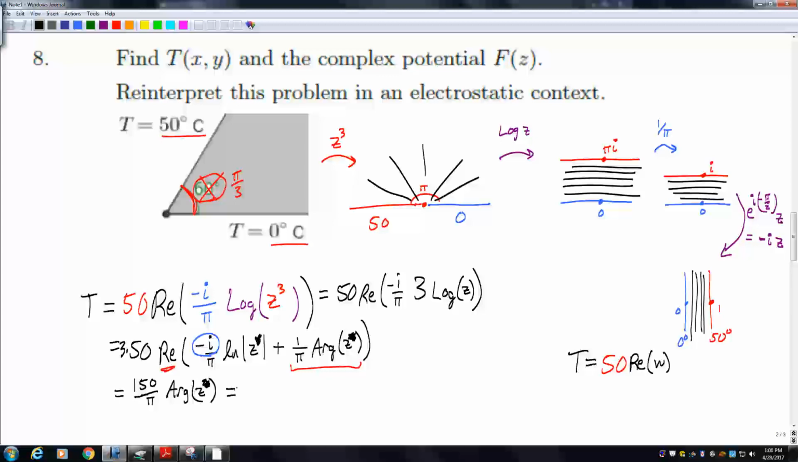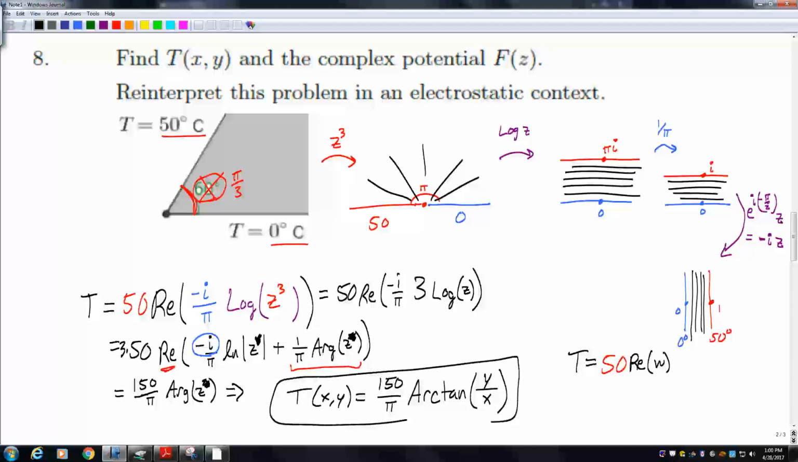And again, we may want this in terms of x and y. So let me write T of x, y is 150 over pi times the argument of z, which in the world of x and y would be the inverse tangent of opposite over adjacent, or y over x. Okay, so this might be a good answer here for my temperature as a function of x and y, which is what they've written there.